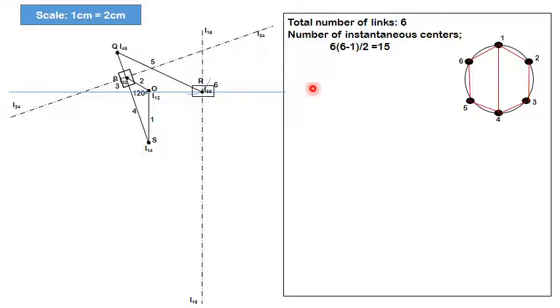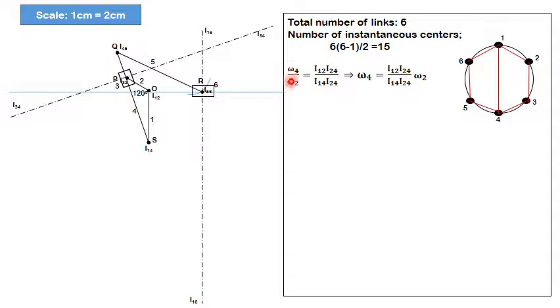Now next, let us see the problem statement. In the problem statement, what has been asked is you need to find out the angular velocity of link 4. For that, the given data is the angular velocity of link 2. So if you consider the ratio of omega 4 upon omega 2, it can be expressed like this.